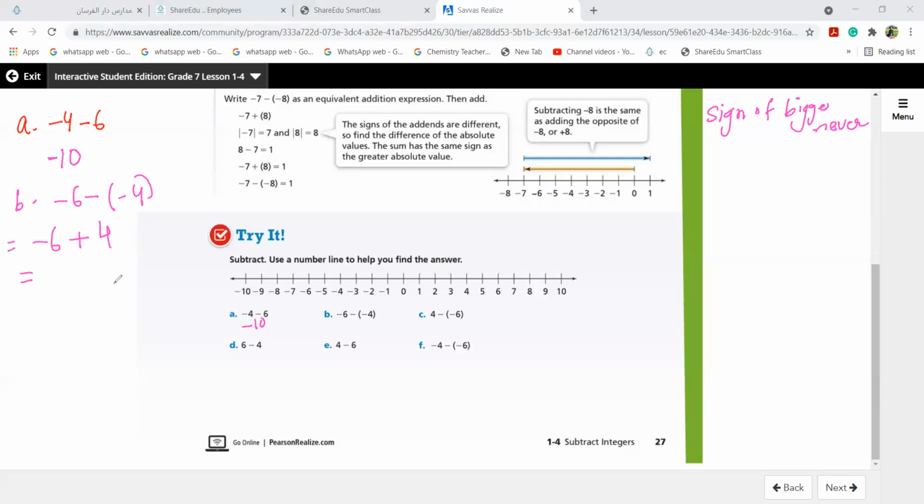Yes, excellent. Why minus 2? Because of the sign of the bigger number. Malak, did you understand? Yes, Miss. Okay, number C, Aline. What should I write? 4. This one.